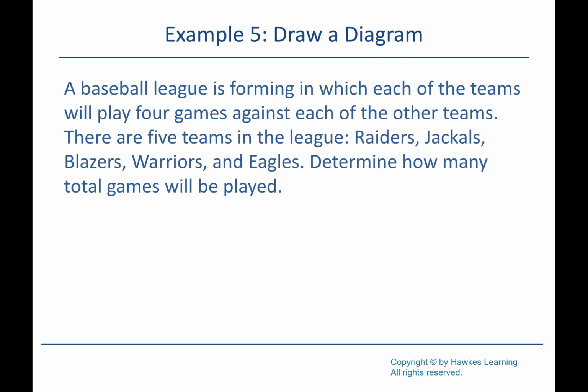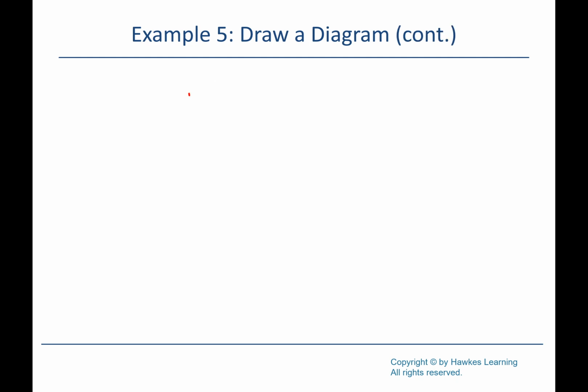And so what I'm gonna do, they were nice to us, okay? They gave us 5 teams that all started with a different letter. So we can just use the first letter and not have to write that whole thing down. So what do we have here? Raiders, Jackals, Warriors, Blazers, and what was the other one? Eagles.